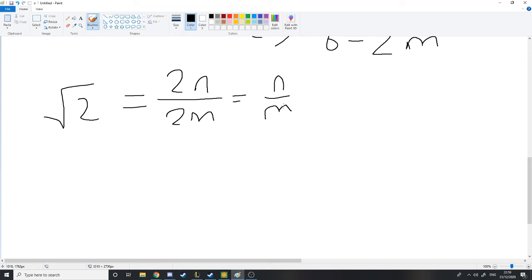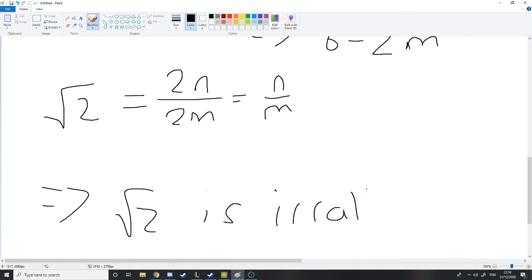So therefore we've found a contradiction: root 2 cannot be rational, so this implies that, I don't know if that's the best explanation, root 2 is irrational. Nice.